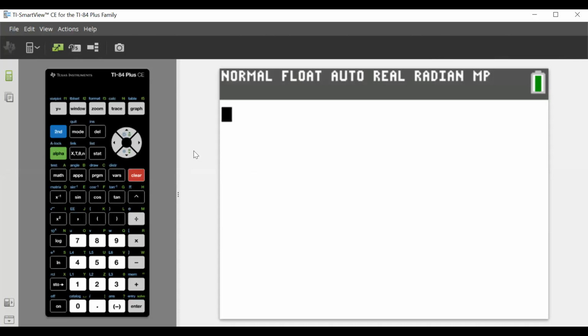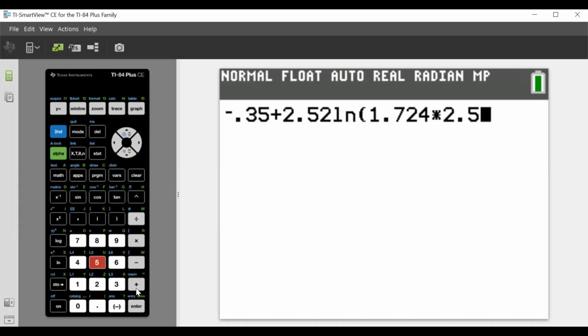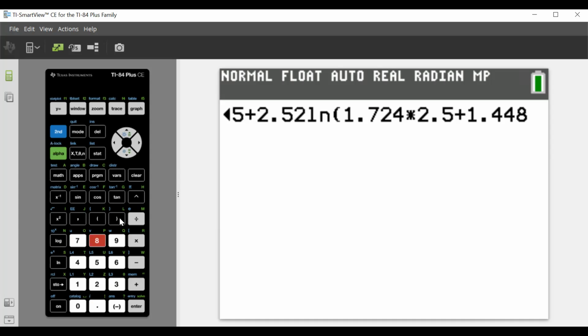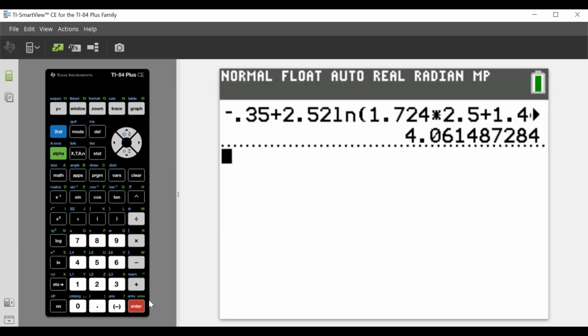All right, so negative 0.35 plus 2.52 ln of 1.724 times 2.5 plus 1.448. And I think that was everything. So we get 4.0615. Let's go out that far.